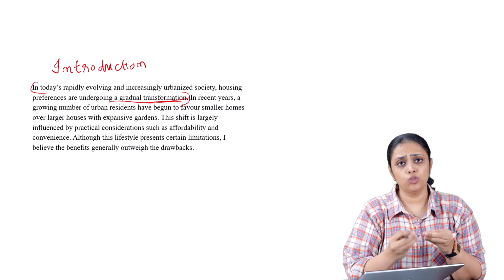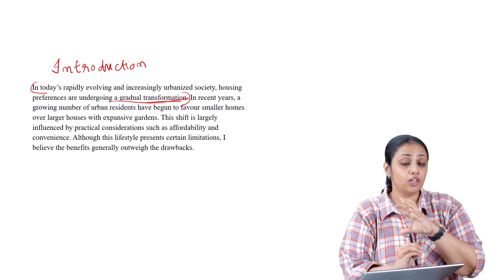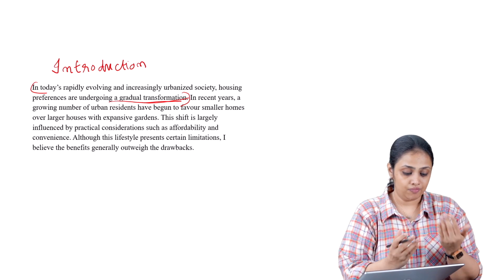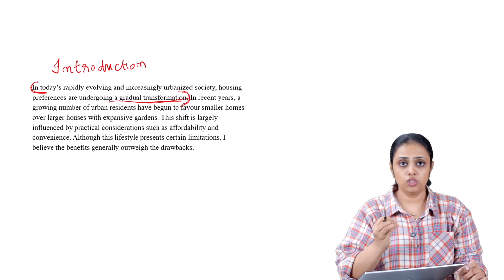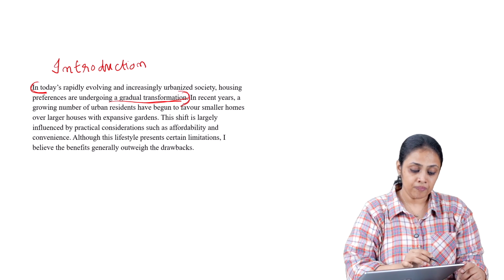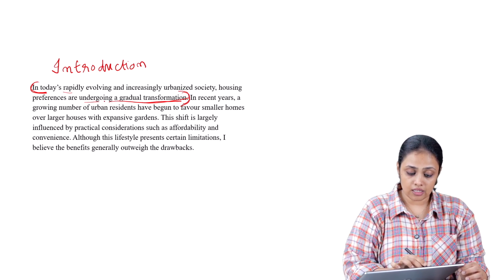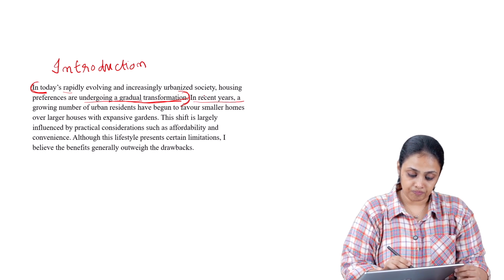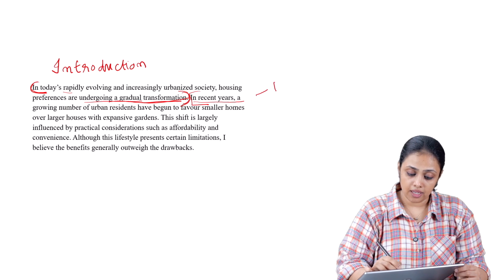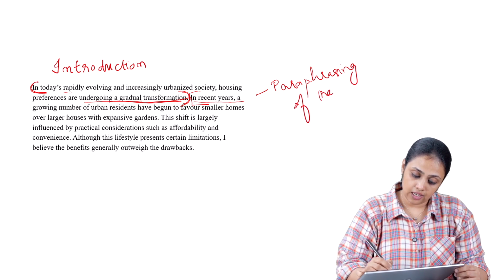It's not very essential that you put in that general statement, but if you're somebody who has good command over the language, and if you're able to put it in beautifully, of course you can include that as well. So this is how you will be writing a general statement, something related to the topic but not directly a part of the question. Okay, so here you have mentioned that the housing preferences are undergoing a gradual transformation. Then you are getting into the background statement. What is the background statement? It's nothing but a paraphrasing of the given statement.